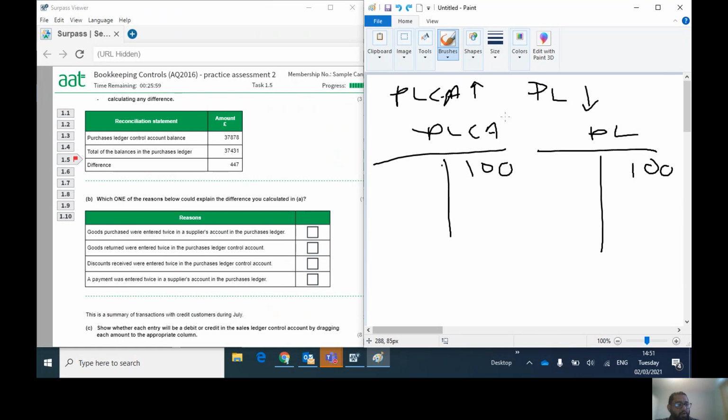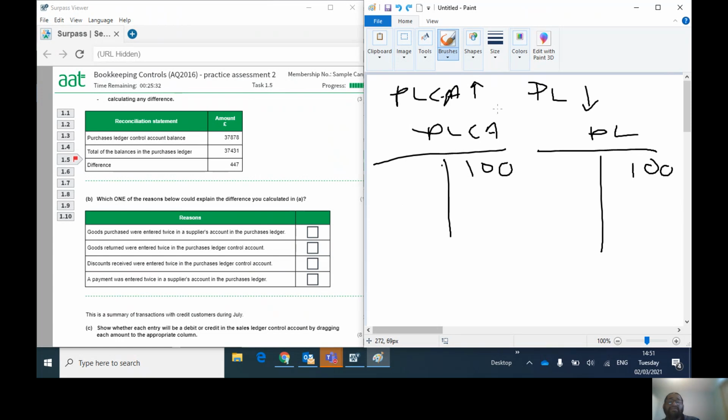Third one. Discount received were entered twice in the purchase ledger control account. Again, when you receive discount, what happens? We'll put it on the opposite side, so we'll reduce the balance we owe to our suppliers. But it's been entered twice, so it is similar to your goods return. What it does, it reduces the balance. Now here the amount is 80 and 90 again. Still, it is not matching what we are looking for.